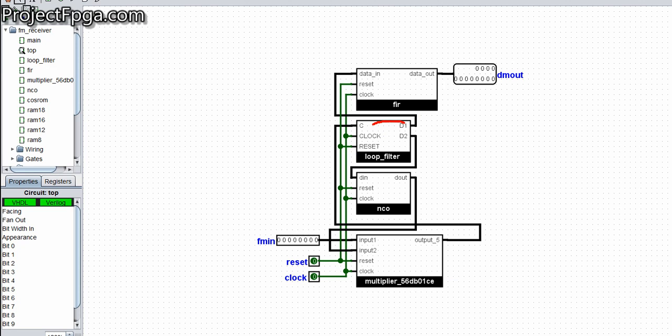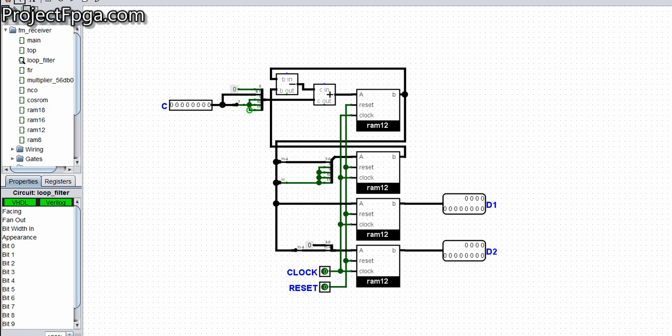This is the circuit in logic sim. This is the loop filter in the main circuit, and you can see it gets this input. This C comes directly from the output of this multiplier, and then it produces D1 as its output. I will expand the loop filter so you see what it looks like internally. This is where the C comes in, and this is where the output D1 comes out. Here the output of this one I'll call E, and the output here I'll call D temp, just for explanation reasons.